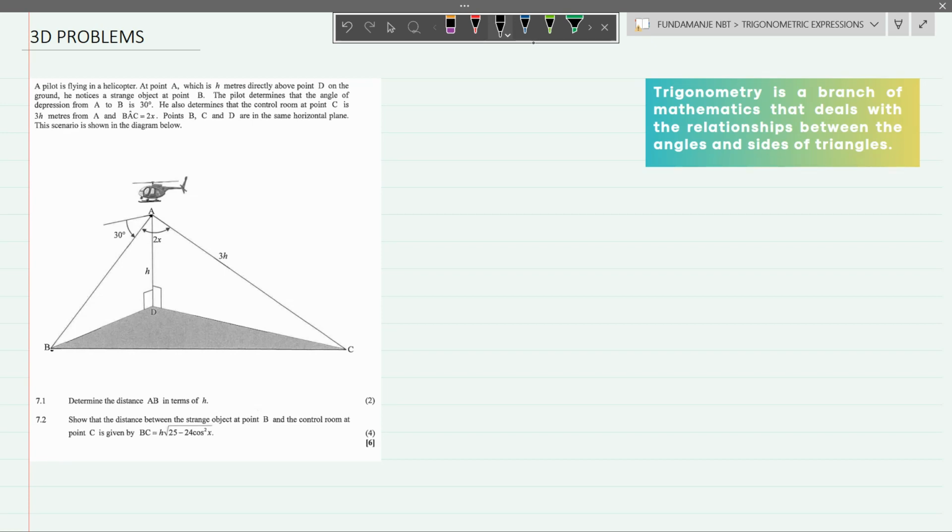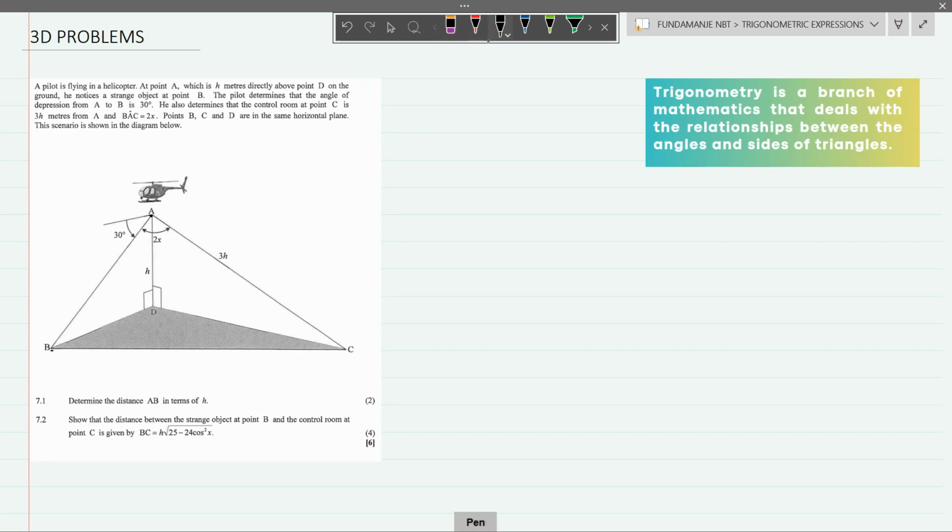So we see that expressed. He also determines that the control room at point C is 3 meters away from A. So we see that also expressed here. And BAC is equal to 2x. That is also expressed over there. Points B, C and D are in the same horizontal plane. This scenario is shown in the diagram below. So this is a very important point: B, C, and D are in the same horizontal plane. Stating this allows us to visualize this as a right angle triangle that is not on any incline, and therefore we can use the values as they are.